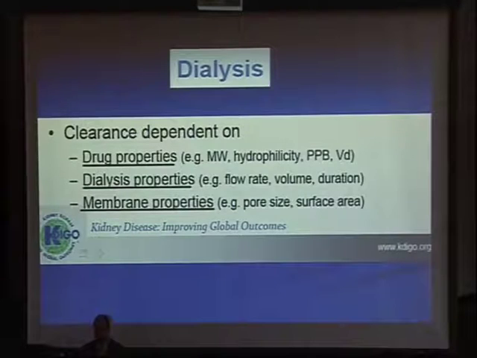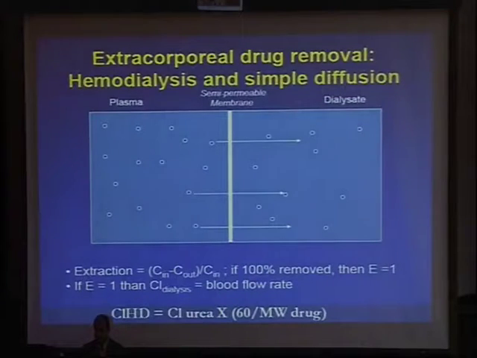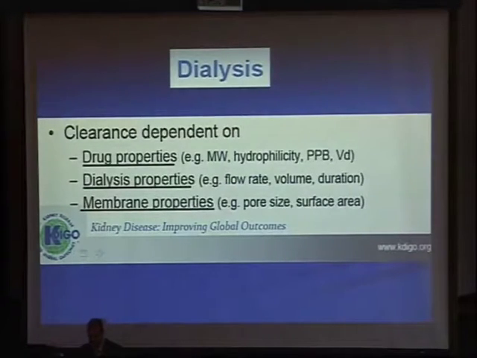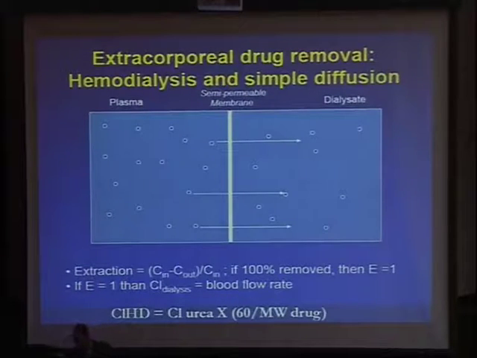Now we also have the dialysis procedure properties. When you increase the flow rate of the blood, this is going to deliver more drug to the semi-permeable membrane, so there's going to be more elimination of the drug. Also, if you increase the dialysate flow rate, this is going to increase the gradient and will increase the removal of the drug.